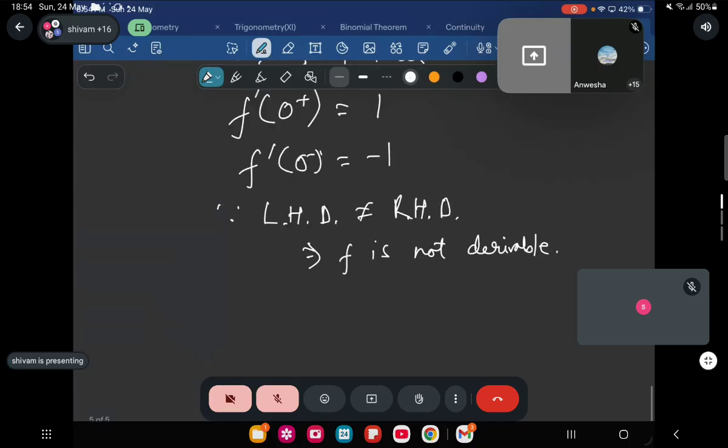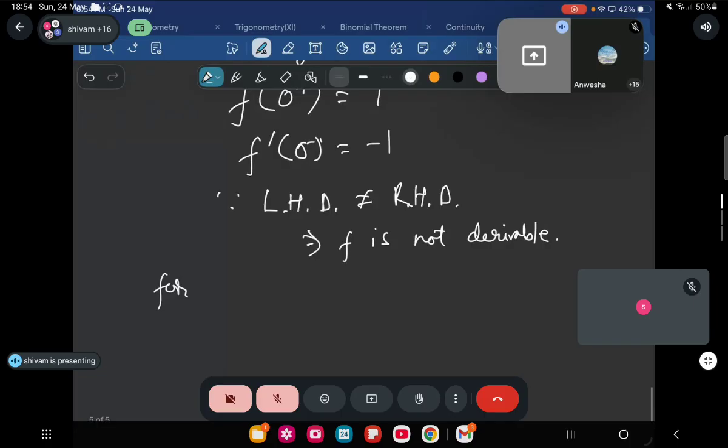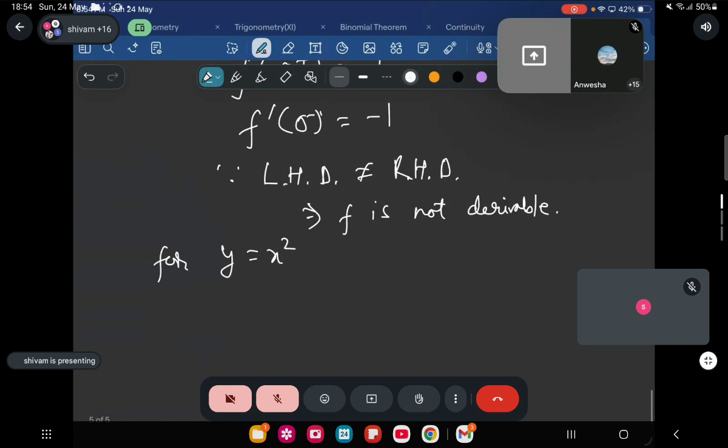Next, one more example I am taking. y equal to x square. Over here you will understand the graphical meaning of differentiability. Everyone, y equal to x square is continuous at x equal to 0, 1, everywhere. And y equal to x square is also differentiable.